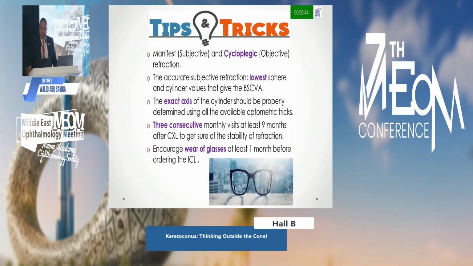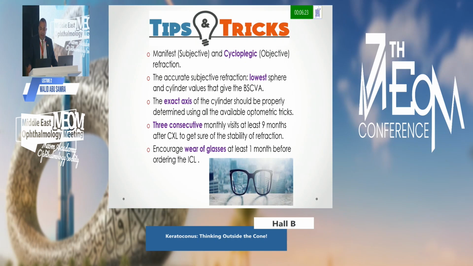And we have special tips and tricks for refraction in keratoconus. It is very important to have a cycloplegic refraction, an accurate subjective refraction with the lowest sphere and cylinder that give the best corrected visual acuity, and the exact axis, which is not an easy task, because it should be determined by all available optometric tricks.